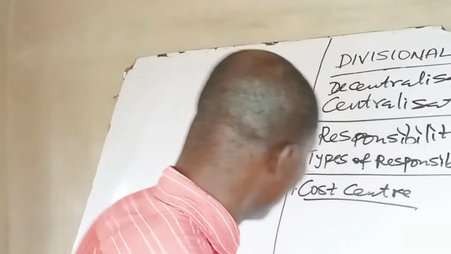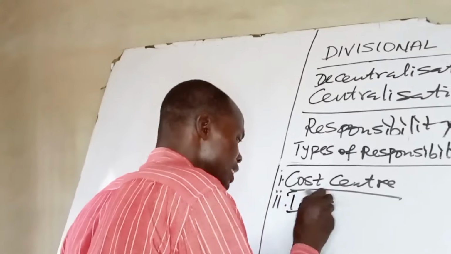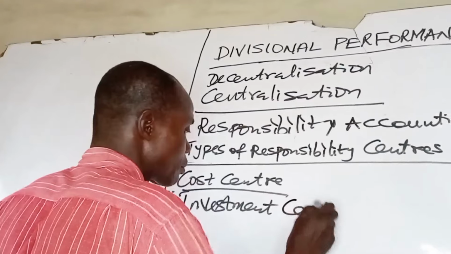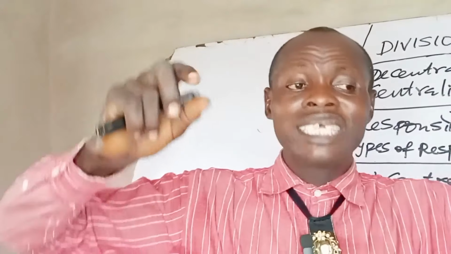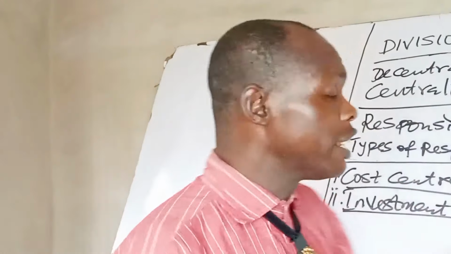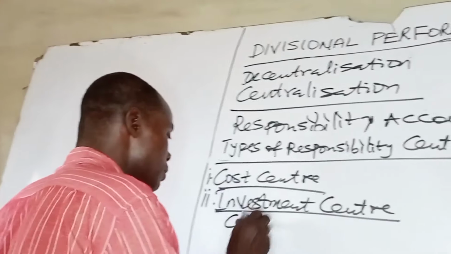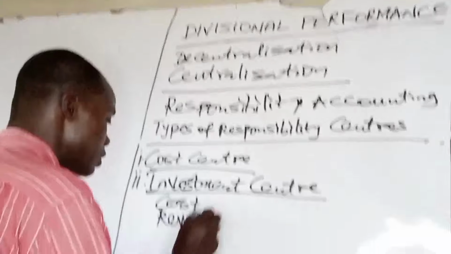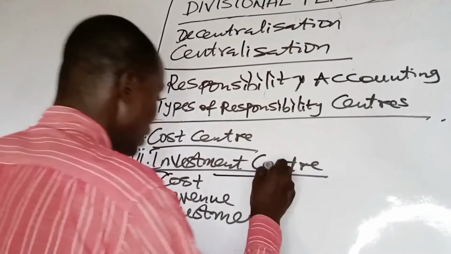I want you to know that a cost center incurs costs but has no revenue stream. Number two, we have the investment center. An investment center is a division where the manager is responsible for the cost of the division, the revenue it earns, and the investment decisions. So these are the three things we have in the investment center.